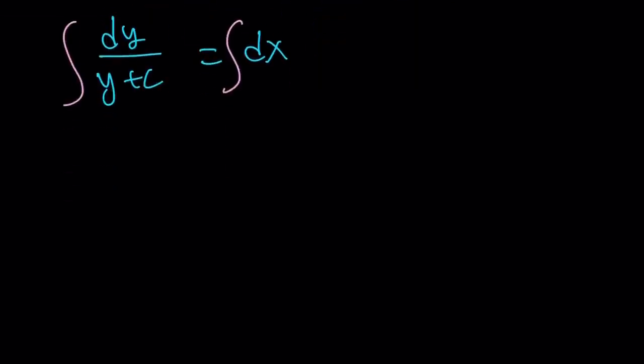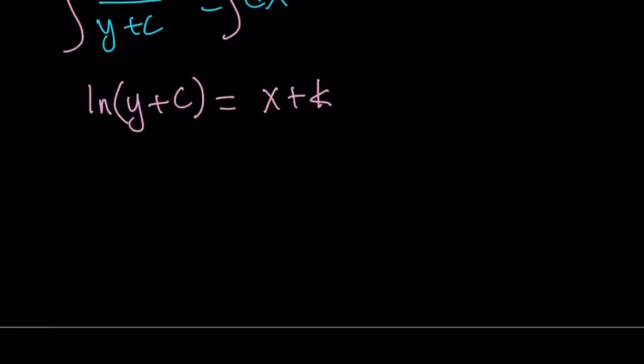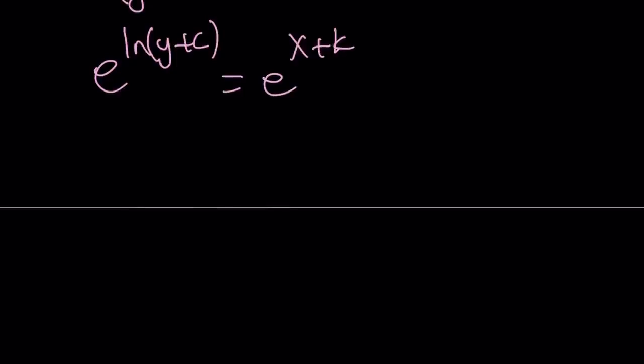And I'm just going to skip the cases here, like y plus c. I'm just going to assume that it's positive. If it's not, you can put a minus sign with the absolute value, and so on and so forth. Let's just skip those details and just assume that y plus c is always positive. And now when you integrate, it's going to be ln of y plus c equals x plus k, k being just another constant. Let's go ahead and write this as e to the power ln of y plus c equals e to the power x plus k, with all the domain conserved, like ln is only defined for positive values, and so forth.